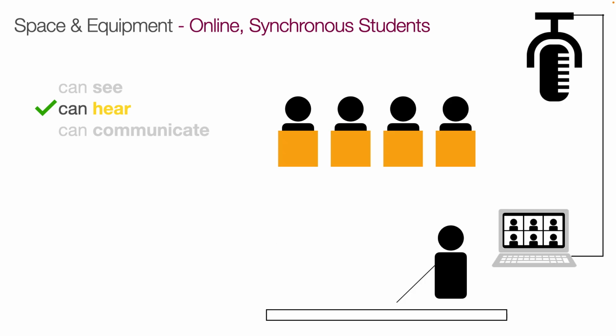As mentioned before, there should be a microphone set up in the room that, at the very least, captures your voice as you talk. That will allow the online students to hear you. Hopefully that microphone or additional microphones can also capture the voices of the in-person students so that online students can hear their questions and comments. If this is not the case, it is important for the instructor to repeat those questions and comments so that the online students don't miss out.